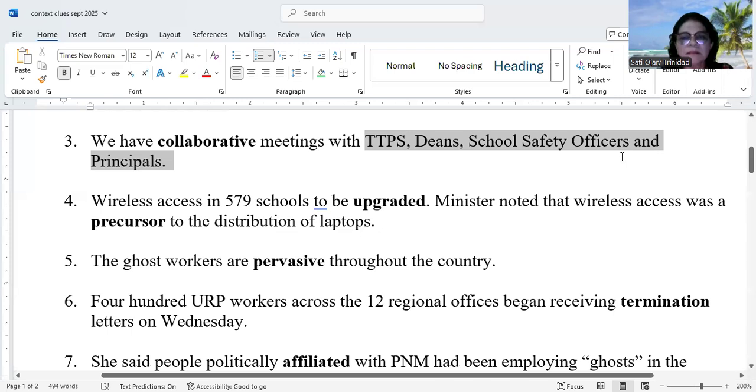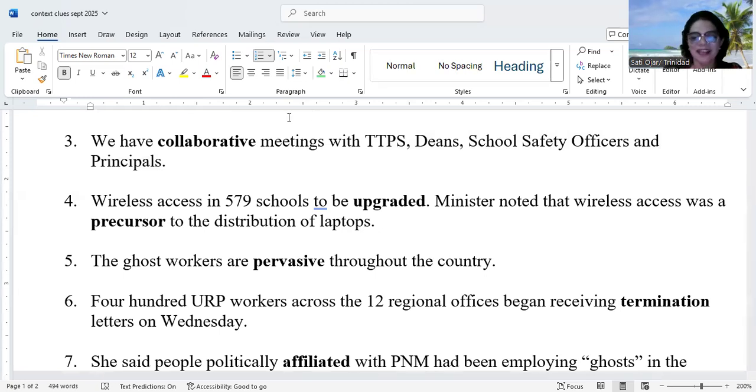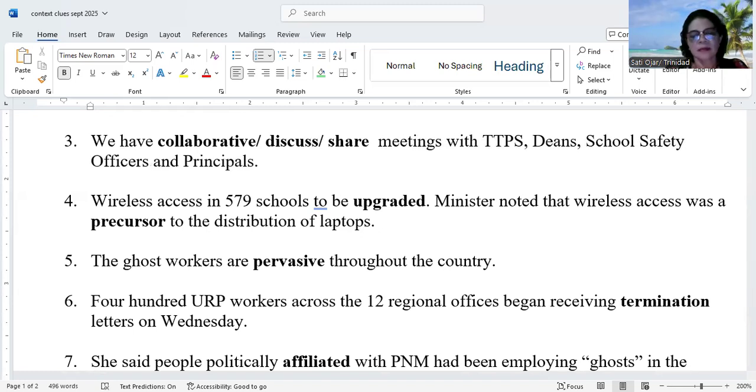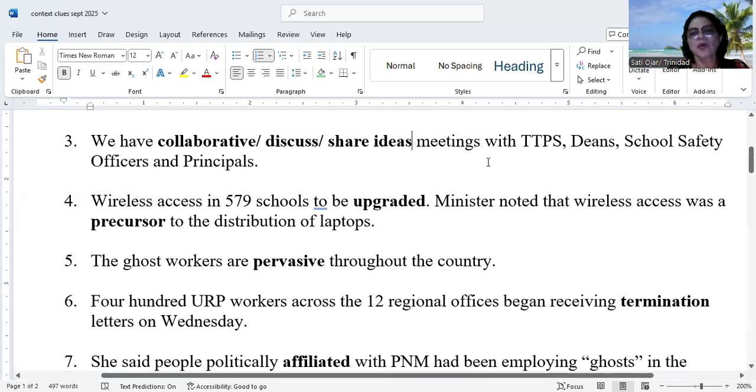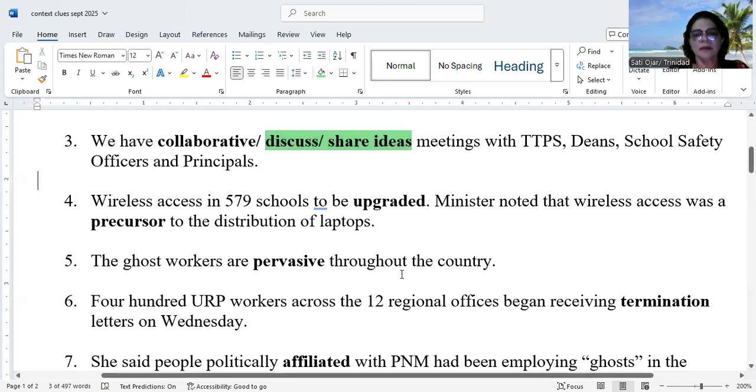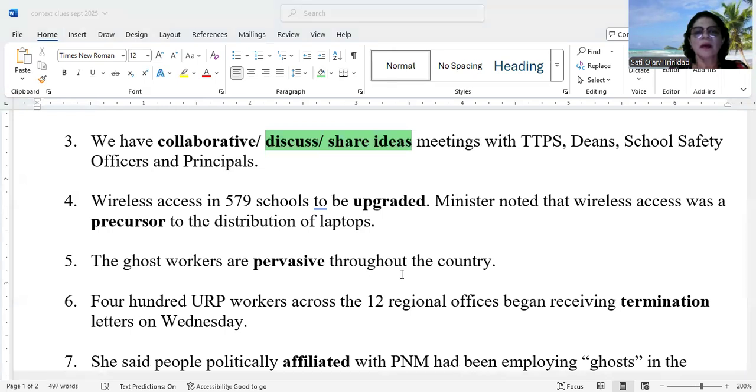Meet. They're going to meet, right? And what are they going to do when they meet? They're gonna collab with each other in a meeting. Right. So what does collaborate mean? Discuss. Right. Discuss or share ideas. Yeah, collaborative means discuss or share ideas. Right? So far we're going good. Nathan, are you good?